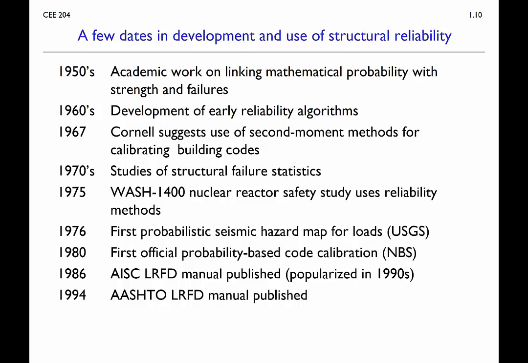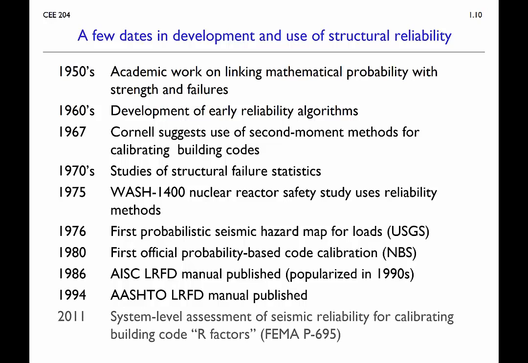1986, the American Institute of Steel Construction released their load and resistance factor design manual. And these load factors and resistance factors, which presumably many of you are familiar with, are all calibrated using probability-based studies of the type we'll think about in here. AASHTO, which regulates design of bridges and highways in the United States, released a manual similarly a few years later. And these approaches got quite popular in the 1990s.